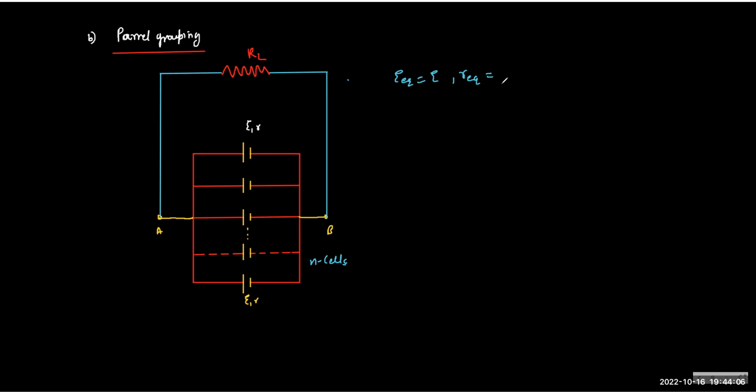How much did you say? For n resistances R in parallel, what is the answer? R equivalent. Come on, guys. R by N. R by N.